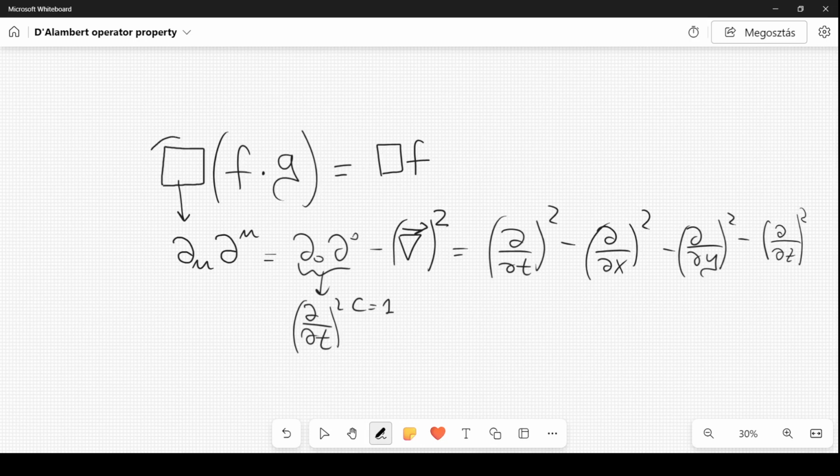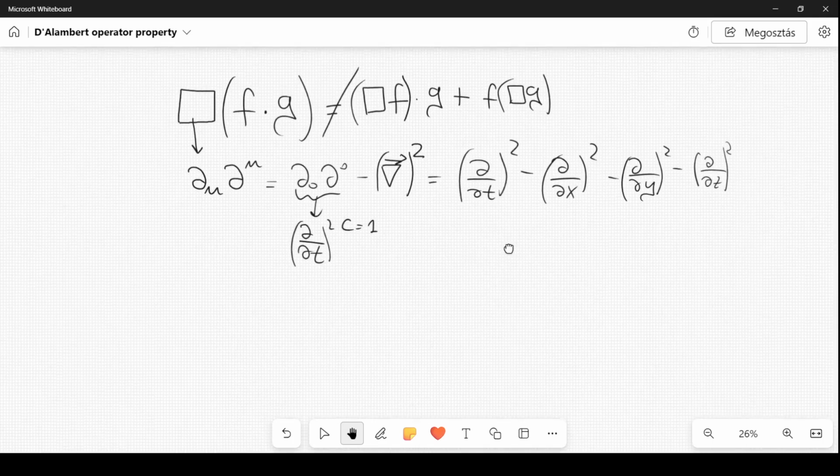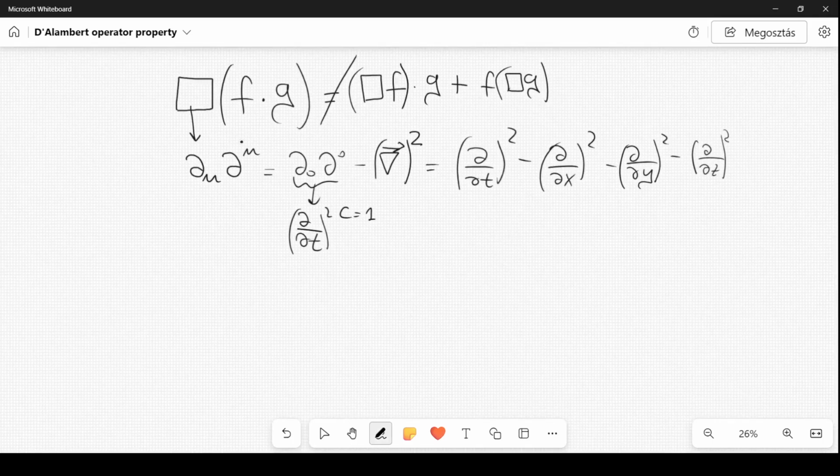So they treat this operator just like a derivative, basically. So you have the D'Alembert operator applied to f times g, equal to this, plus f times the D'Alembert operator acting on g. But the problem is that this is not true. This is wrong. And let me show you why. It's quite simple to show if we simply use the definition of the D'Alembert operator.